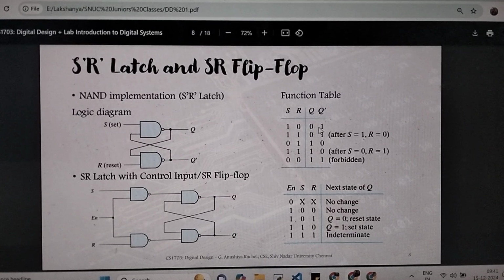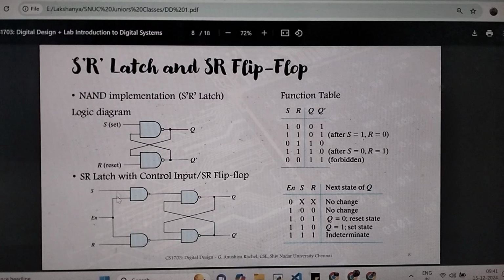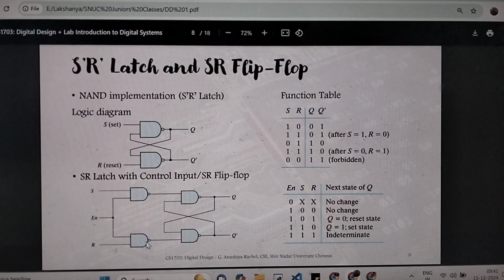Now we are going to look at one more variation of the SR latch NAND implementation with a control input or enable input. So what happens here is this part, if you notice, is similar to your NAND gate implementation. Over here you have your S and R and you have something called the enable, which are connected to NAND gates and then connected to the original SR latch.